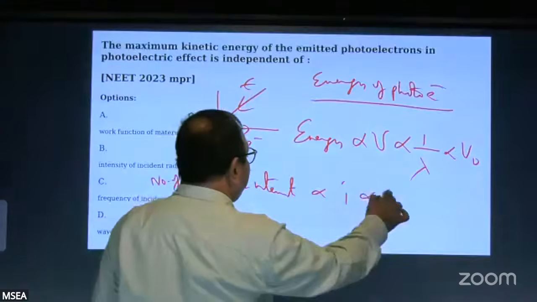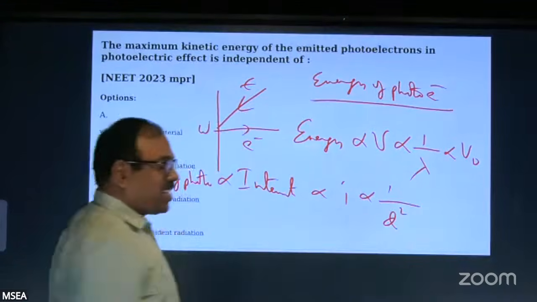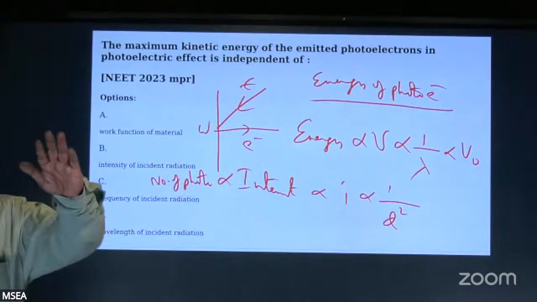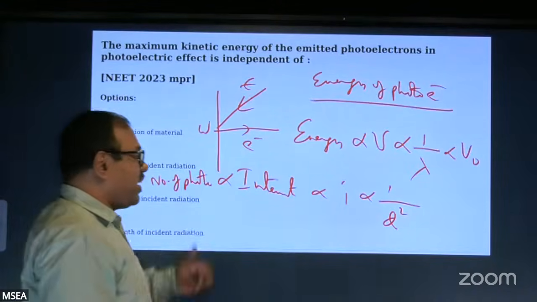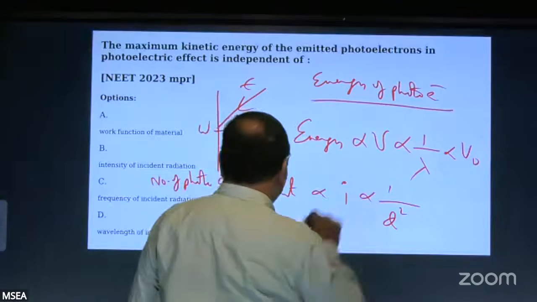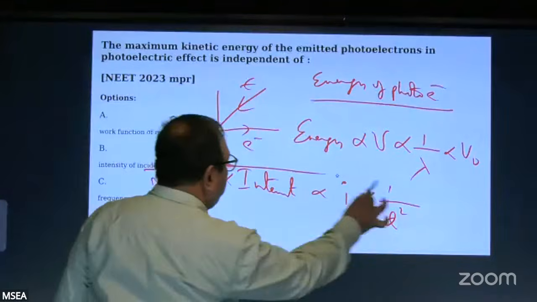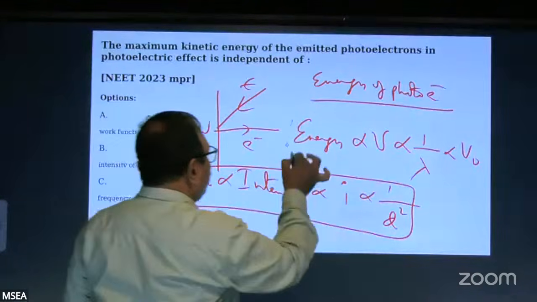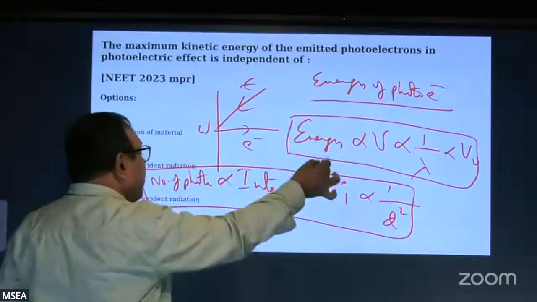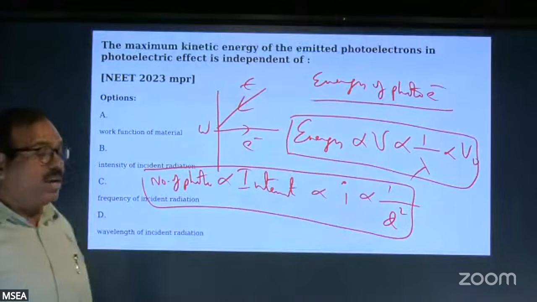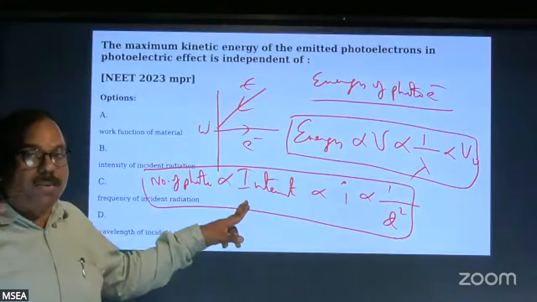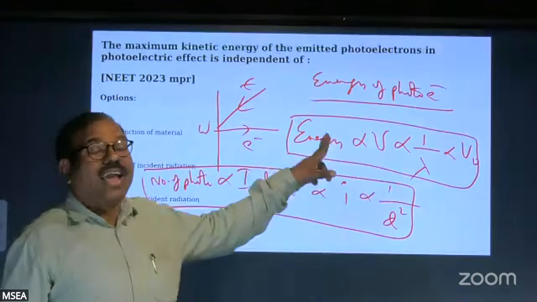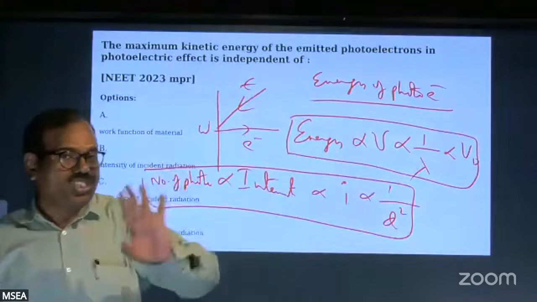Intensity is also inversely proportional to the square of the distance, where d is the distance between the source and the surface on which the light is falling. So this is about the photocurrent, this is the number of photoelectrons, and this is energy, and between these two there is no relation. Suppose I ask, if the intensity of incident light is doubled, what happens to the energy of the photoelectron? No change.